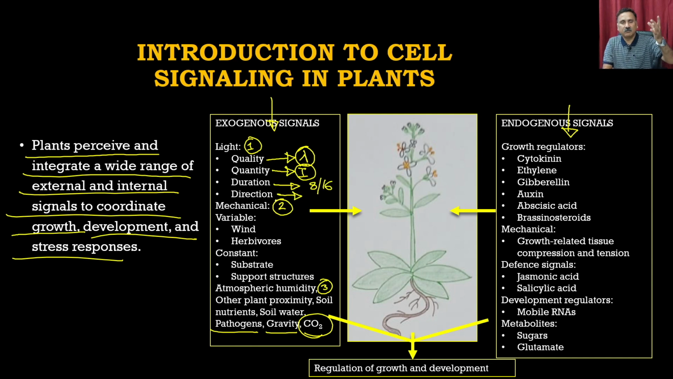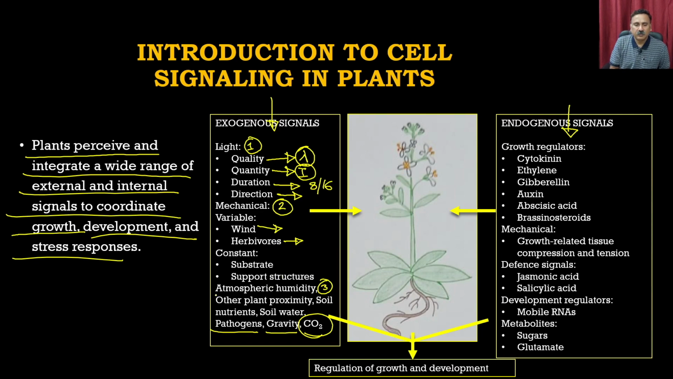Whether the light is coming from the east side or from the west side. Then for the mechanical signals, mechanical signal means some kind of force. So it could be wind, which is swinging the plant, as you have seen. Then it could be herbivores, like different types of cows, buffaloes, and deer. They are also attacking the plants and causing mechanical disturbance.